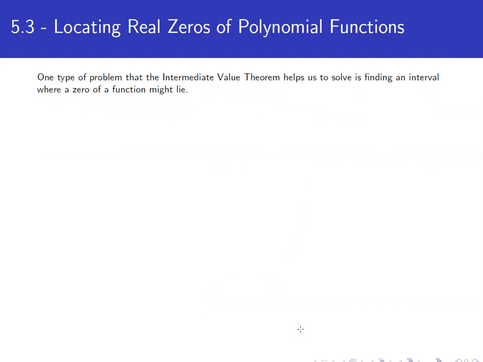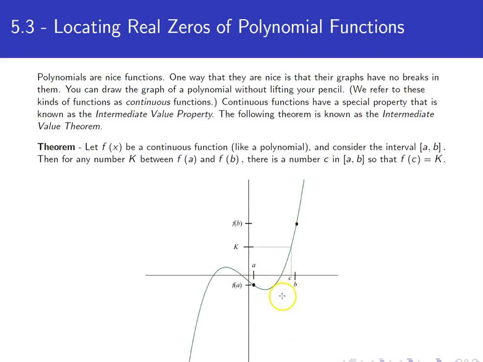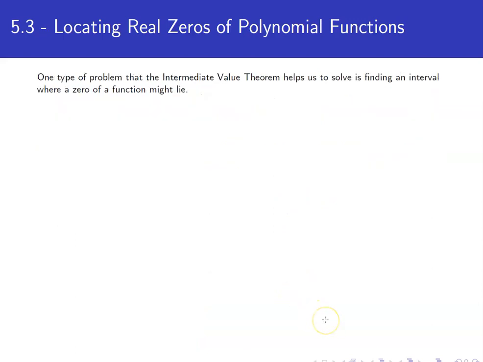The only thing we're going to use the intermediate value theorem for, for our purposes, is to figure out an interval where a 0 might be. In particular, notice the way I've drawn this function. Notice that f of a is below the x-axis and f of b is above the x-axis. So the function had to cross the x-axis somewhere in between. That's how we're going to use the intermediate value theorem.